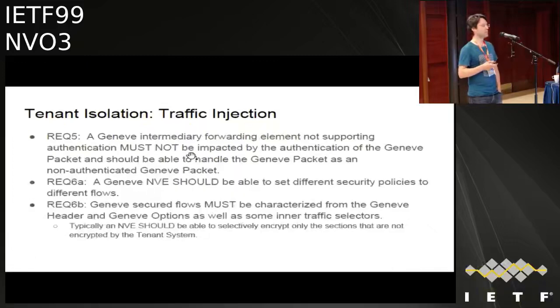So, some next requirements. We would like that even though some Genevieve packets are authenticated, forwarding nodes that do not support that authentication option or validation can still work and forward the different Genevieve packets through the data center. Requirement six: we have split that one into two different requirements.